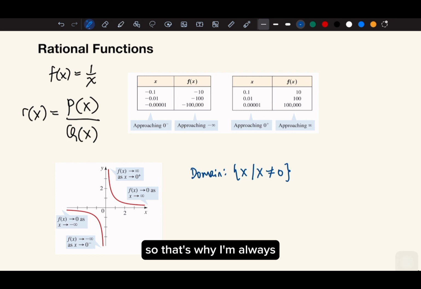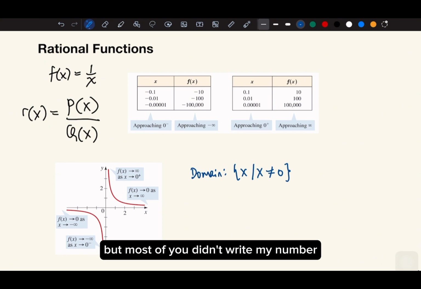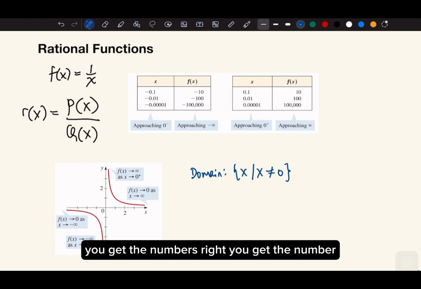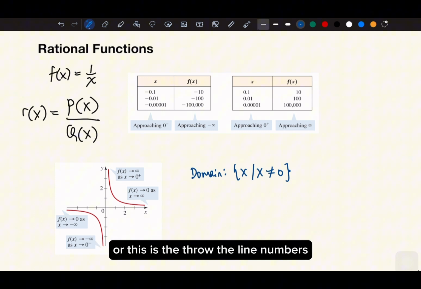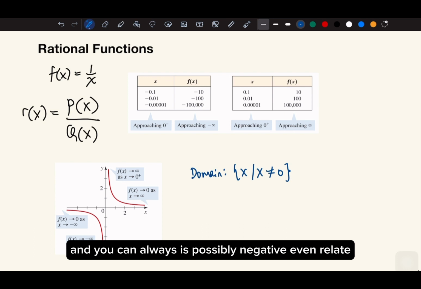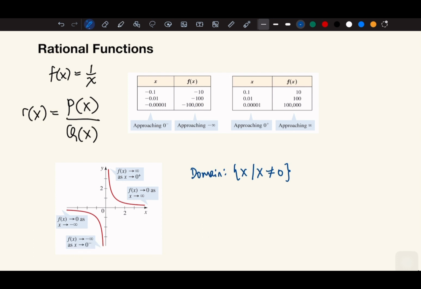That's why I'm always emphasizing to draw a number line. But most of you didn't draw the number line in the quiz, so I'm really disappointed. So every time you have an inequality for finding the domain, just draw a number line. You get the numbers, but you're not sure whether this is the number or this is the interval. Draw the number line, put the numbers, and try the interval between. Oh, this is positive, negative, positive. And you can relate. What's the question again? Oh, we need to find the negative one. Okay, we take the negative one. Or maybe the positive one.